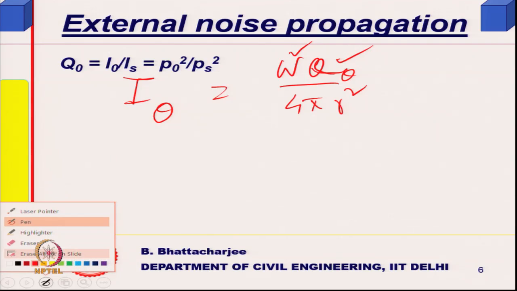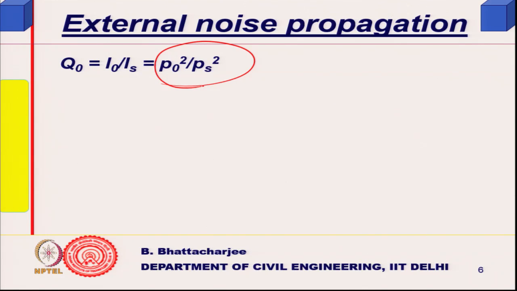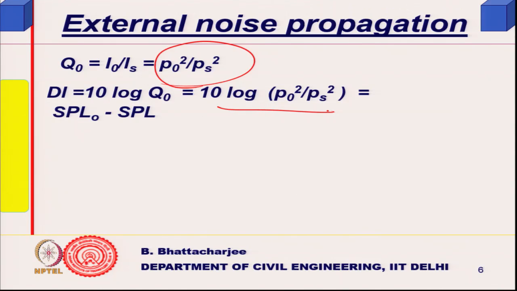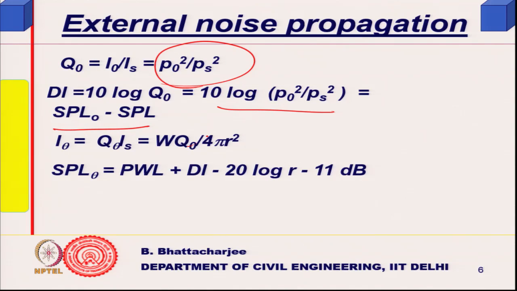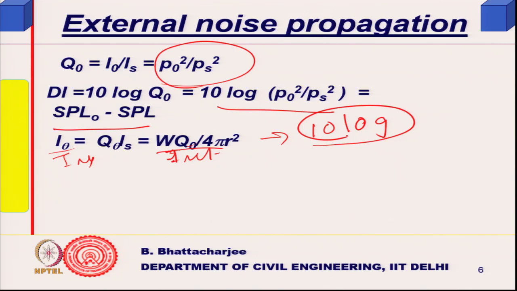Now, I have defined this in terms of pressure also. So this is all that I am saying. I have already explained that directivity index is SPL 0 minus SPL, and I theta is equal to Q theta I 0, so WQ theta divided by 4 pi r square, already I have mentioned this. And SPL theta would therefore be, if I take 10 log of both sides and first divide by I reference, divide this by I reference, and then take 10 log of this. So, let me not put this right now.